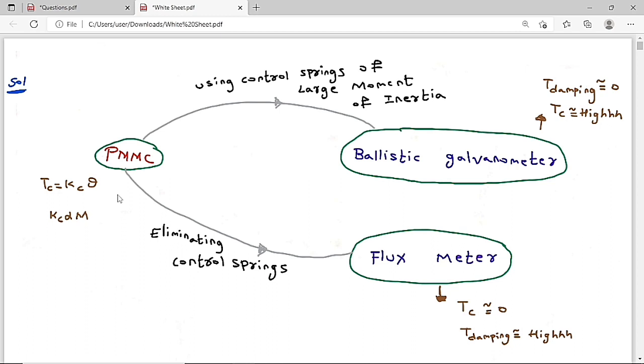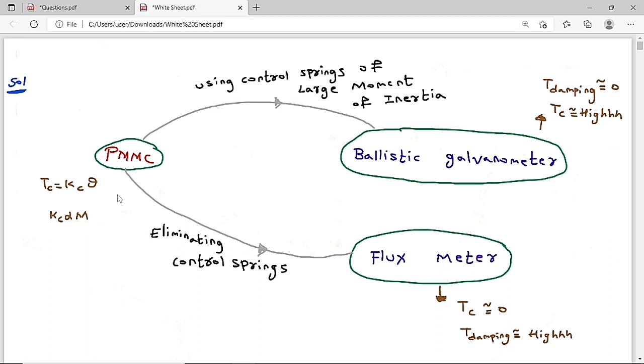In the ballistic galvanometer, I want the controlling torque to be very high. For a huge controlling torque, Kc should be very high, which means the moment of inertia M should be very high. Therefore, replace the normal control springs with springs having a large moment of inertia. Using control springs of a large amount of inertia, we can convert the PMMC into a ballistic galvanometer.